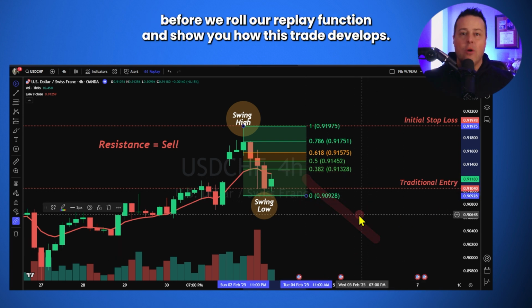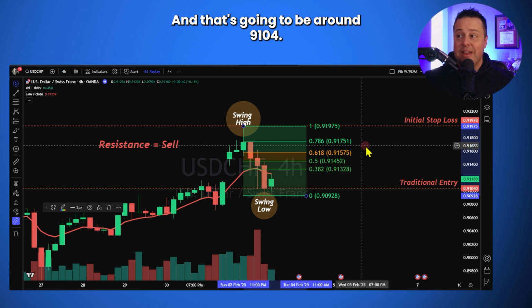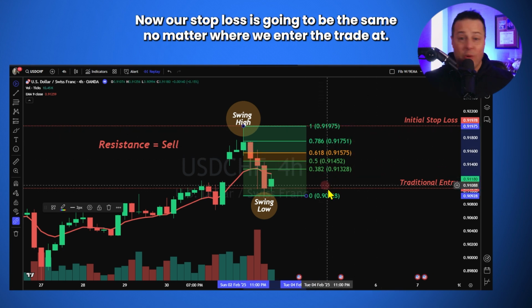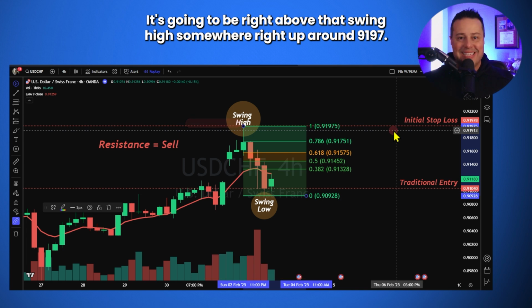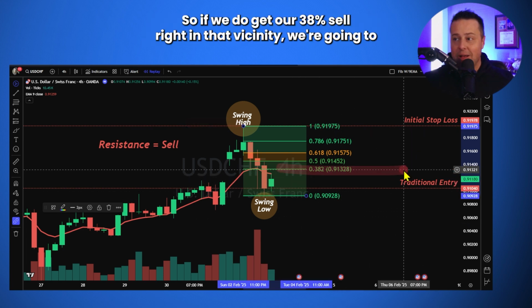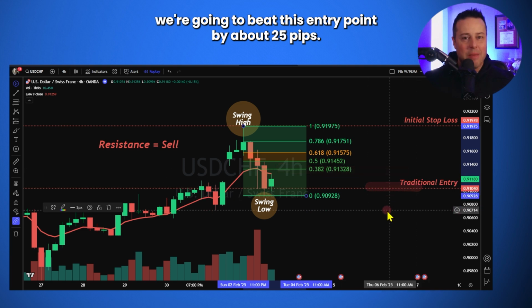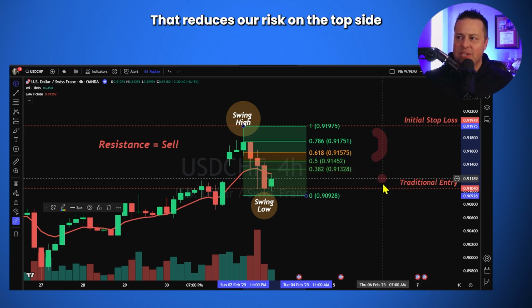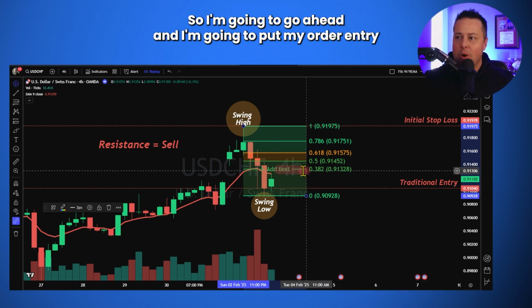Now, one thing before we roll our replay function and show you how this trade develops, look at our traditional entry. Our traditional entry is going to be on that negative bar close, and that's going to be around 91.04. Now, our stop loss is going to be the same no matter where we enter the trade at. It's going to be right above that swing high, somewhere right up around 91.97. So if we do get our 38% sell right in that vicinity, we're gonna beat this entry point by about 25 pips. That's fantastic. That reduces our risk on the top side and potentially really skews that risk reward dynamic in our favor.